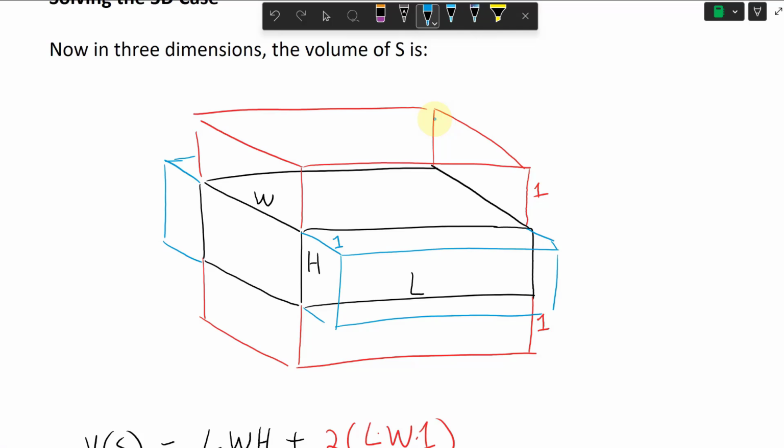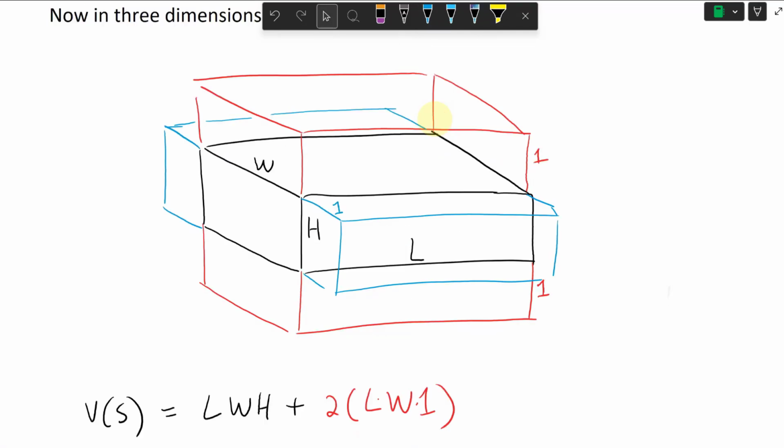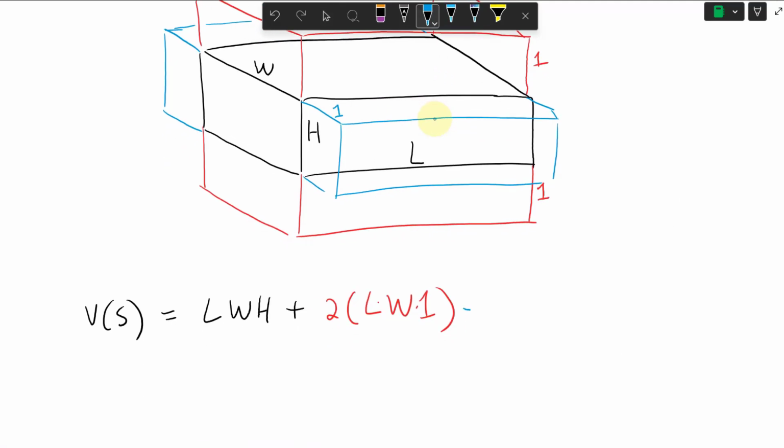I'll just keep it like that. Anyway, so that's that. There's 2 of those. This is going to be plus 2 times, and now we're going to have length L, height H, and then times the protruding width, 1.